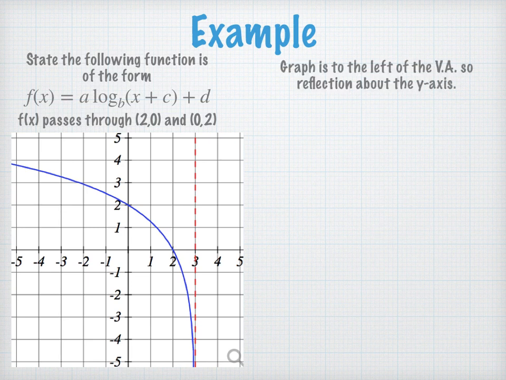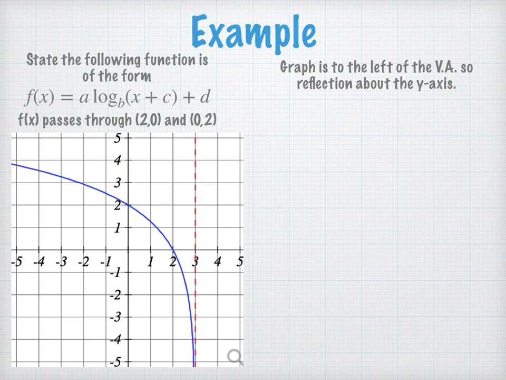So the graph is on the left side of the vertical asymptote, so that tells us there's a reflection about the y-axis. Now, when thinking about reflections about the y-axis, that was when we put a negative in with the x. And so we're going to see in just a little bit, after we finish gathering all of our information, how we're going to use a negative to show the reflection about the y-axis. So for now, we're just making a note, there's a reflection about the y-axis. We've got to keep that in mind.